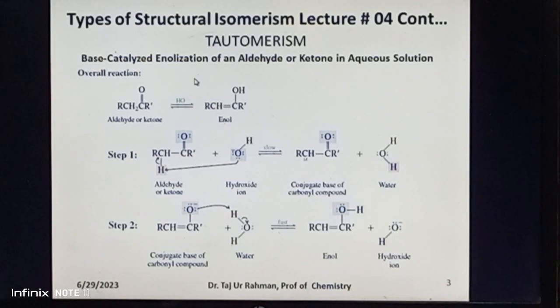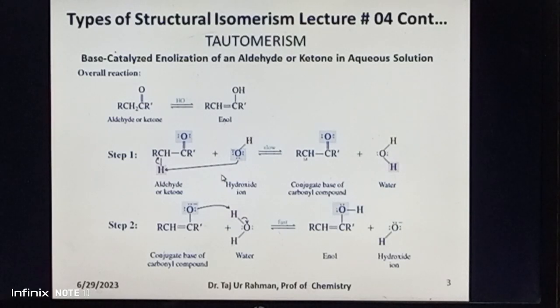This one is a base-catalyzed enolization of an aldehyde or ketone in aqueous solution. This is an overall reaction in which an aldehyde or ketone is converted into this enol in a reversible process in the presence of a base. This reaction is completed in two steps. These two steps are reversible. The first one is a slow step and the second one is a fast step.